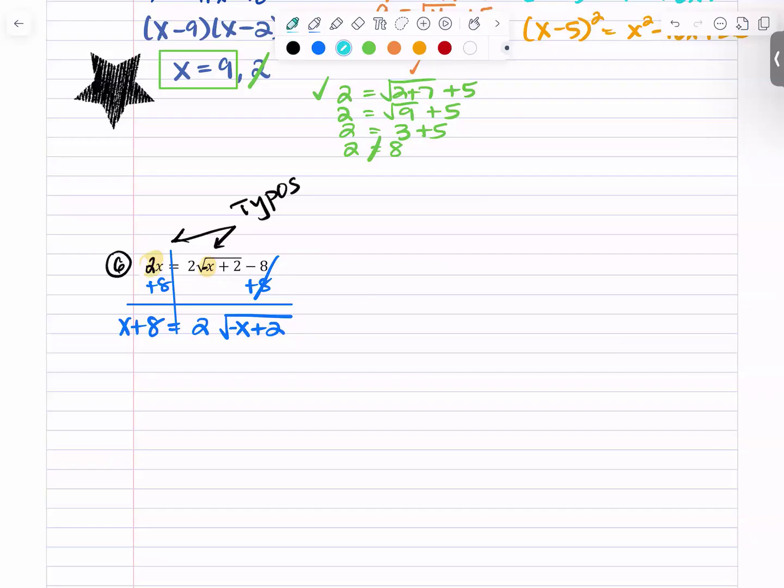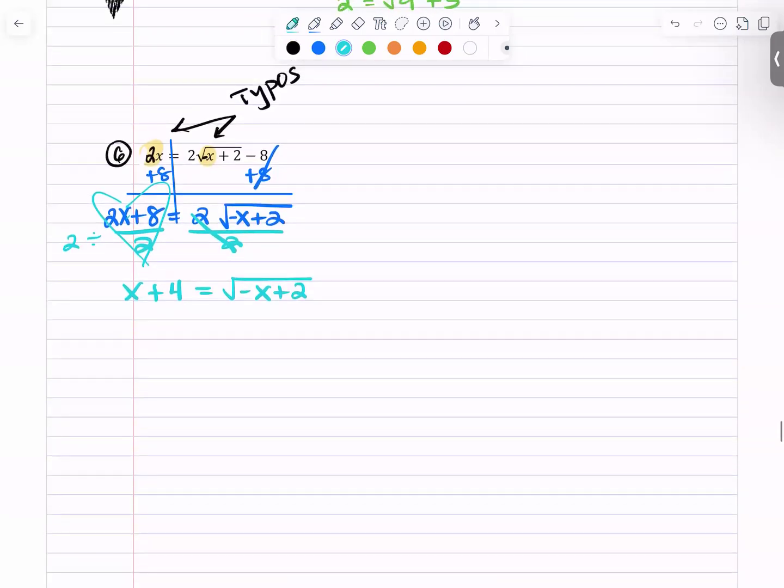So anyways, here we are, back to this. You moved the 8. We got to divide by 2 because you can't take the square root till that's there. Oh, and this, oops, this is a 2. I don't know. It was there. I don't know where it went. So those can divide by 2 because they both can divide by 2. So you end up with x plus 4 equals the square root of negative x plus 2. Let me move this up because we have plenty of space on this one.